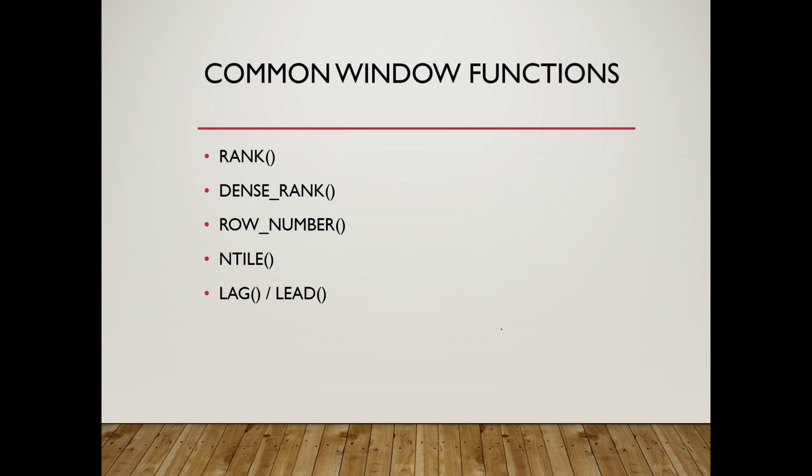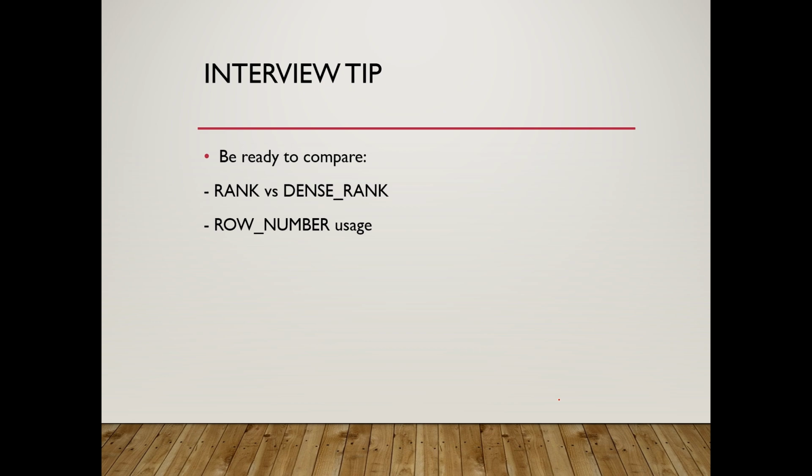Some commonly used window functions are: RANK, which assigns rank but skips numbers if there is a tie; DENSE_RANK, like RANK but doesn't skip numbers; ROW_NUMBER, which simply numbers each row sequentially; and LAG and LEAD, which allow you to access previous or next row values. Interviewers often ask: what is the difference between RANK and DENSE_RANK, and when would you prefer ROW_NUMBER over RANK?